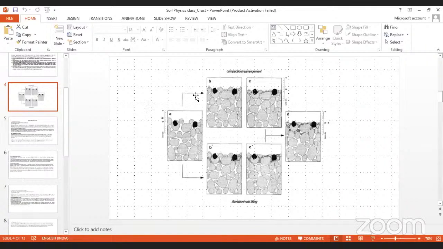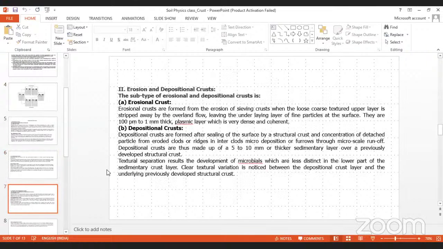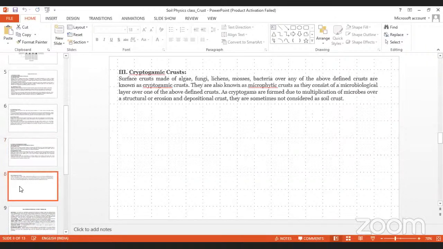And depositional crust is when these soil particles are translocated by water and deposited in some places, and they will seal the pores in other places and form a thin layer of finer or disintegrated particles, causing impedance for root growth, plant germination, and soil aeration.